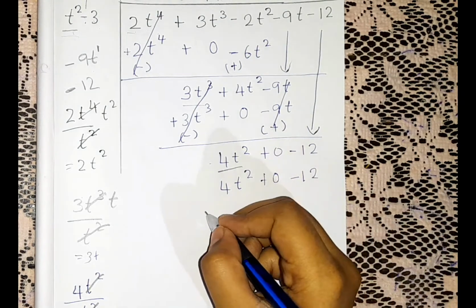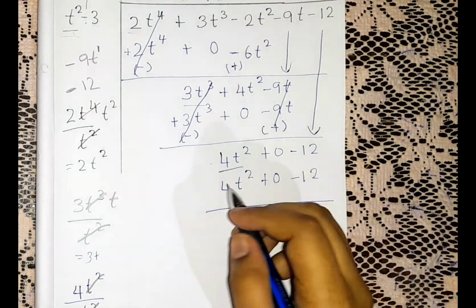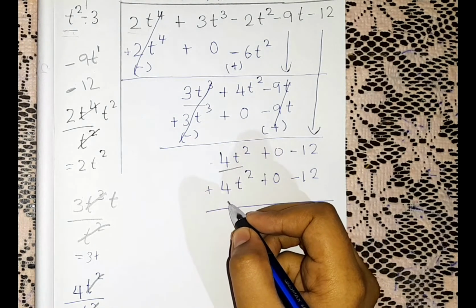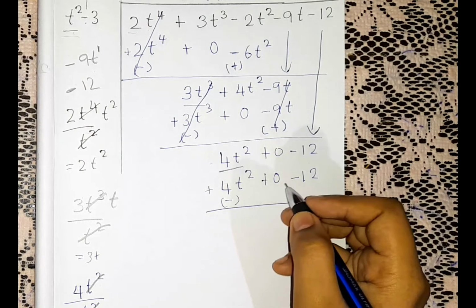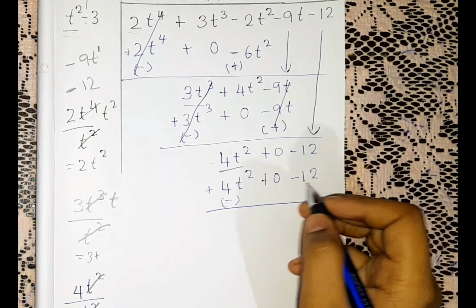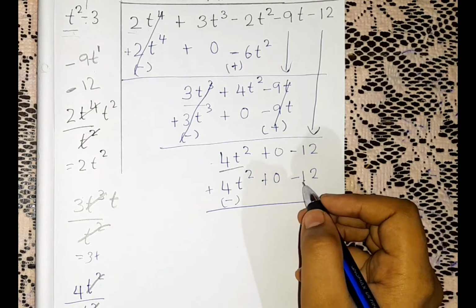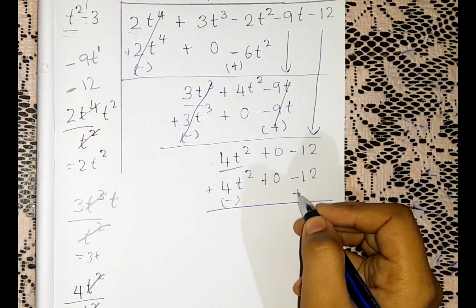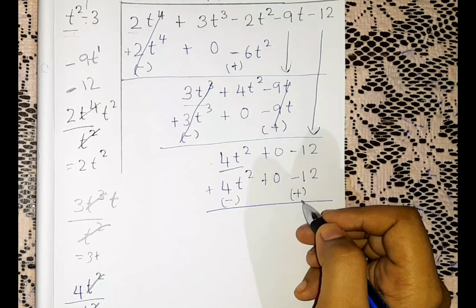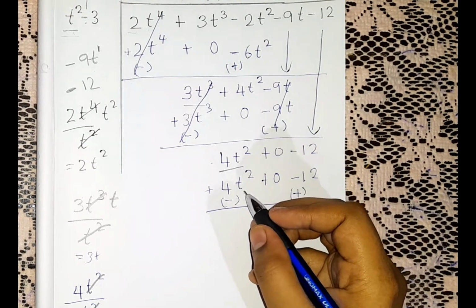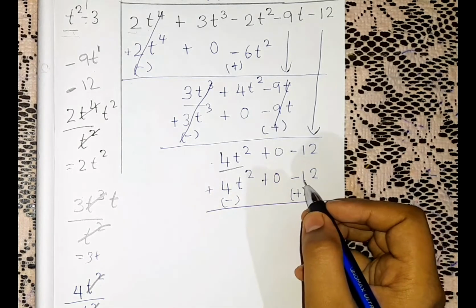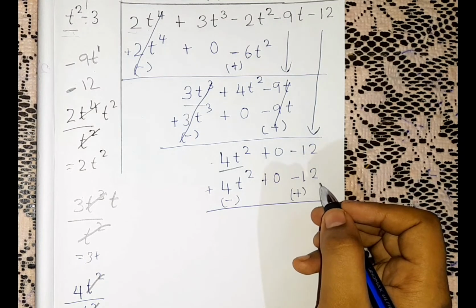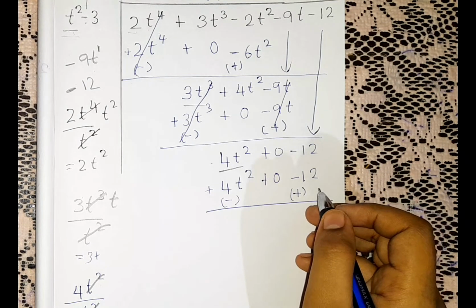Okay, now we are going to be changing the signs. So here we have plus 4t square. Plus changes into minus, and here 0 doesn't have a particular sign, so no need to care about the 0. So here we have minus 12. We are going to be converting it into plus. Okay, so minus converts into plus. So now 4t square has got a new sign, that is minus, and minus 12 has got a new sign, that is plus. Okay, now it is plus 12. Don't care about the old signs. Okay, so no need of it.